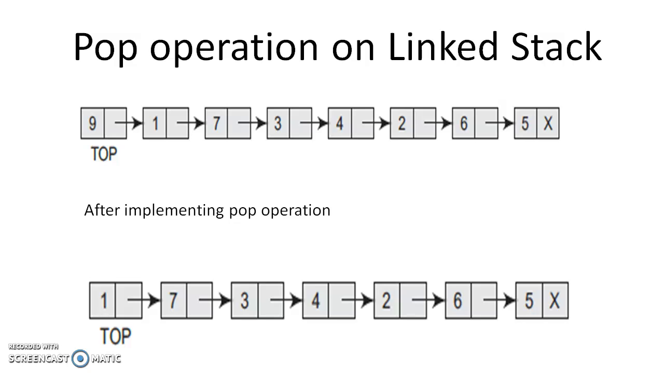And the pop operation. The pop operation removes the element present at the top position. That is, top is pointing to the first node of the linked list, and I will be removing the starting node of the linked list. That means top is made top's next. So after removing the 9, the top will now be pointing to top's next.